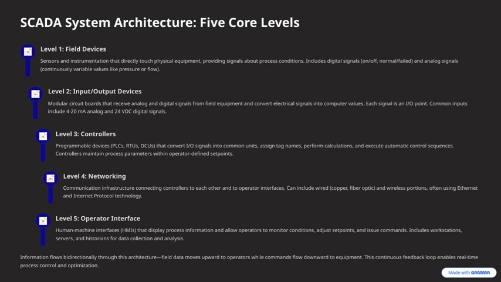Finally, at level 1, we see the field devices themselves, those sensors and instrumentation directly touching the physical process. They are the foundational layer, providing the real-time data that fuels the entire control architecture. Understanding how these levels connect helps us see the full picture of SCADA system operation and control.